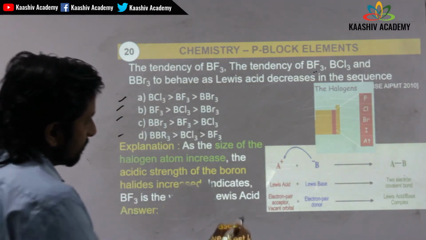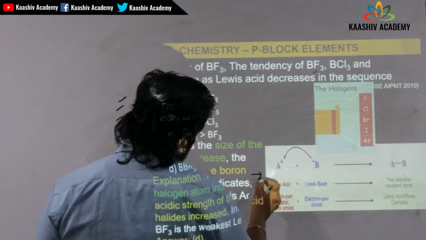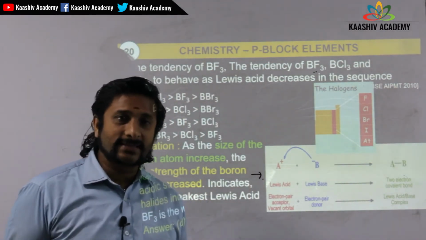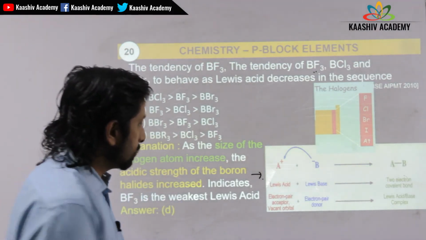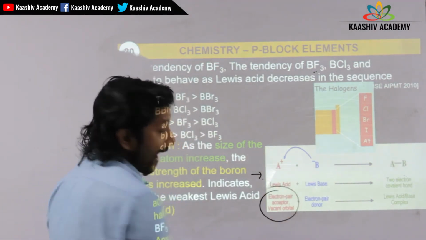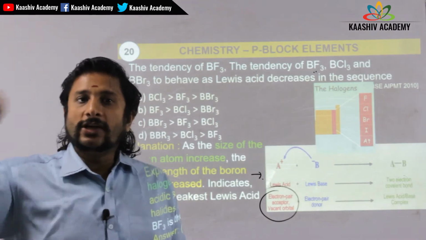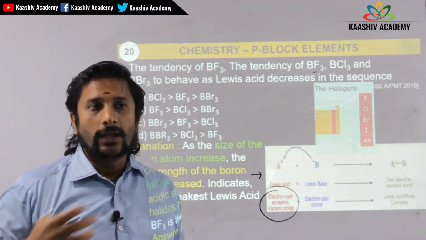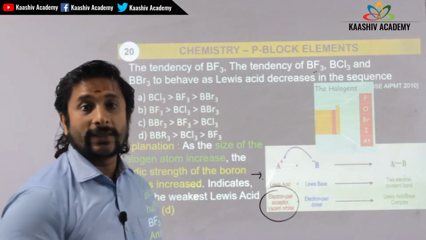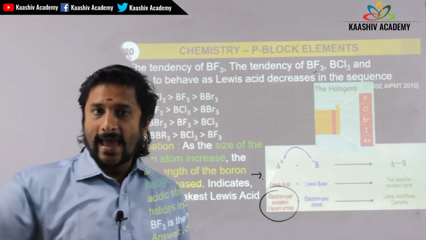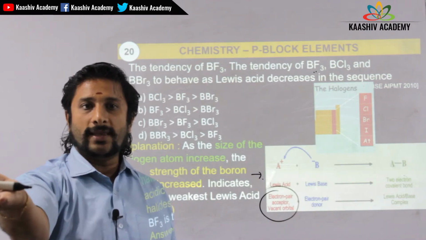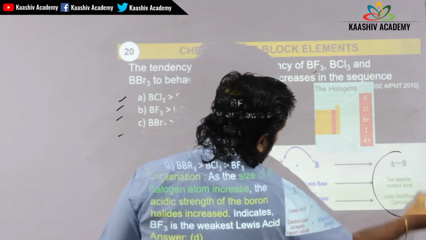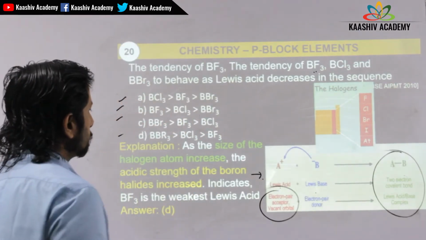Now, this is the reaction. In this reaction, you should understand one thing. What is a Lewis acid? A Lewis acid is nothing but an electron pair acceptor. So if I accept an electron, I become a Lewis acid. If I give an electron to someone, it becomes a Lewis base. If they combine, it becomes a compound, a complex compound.